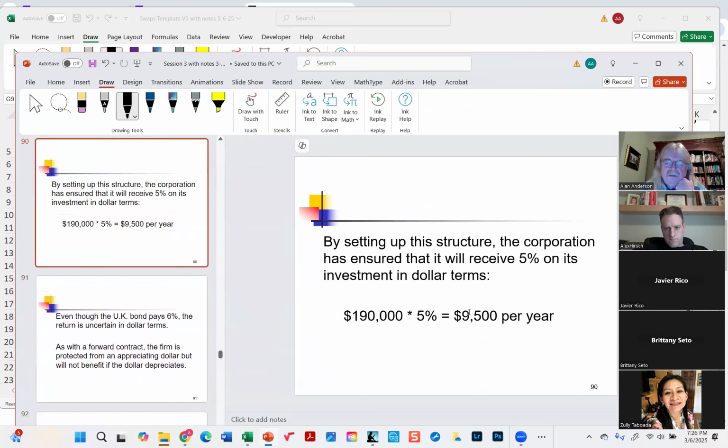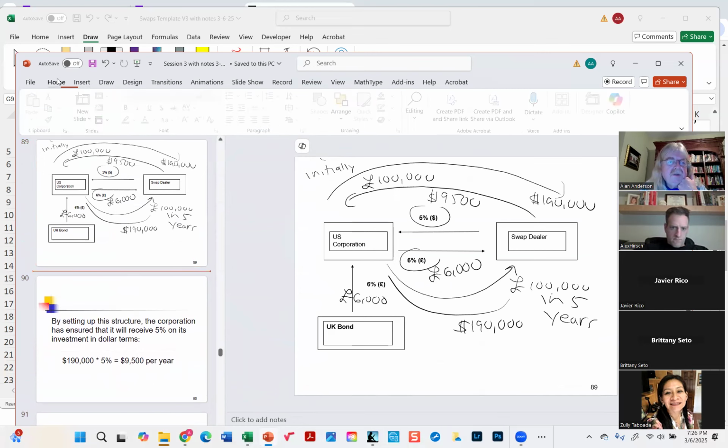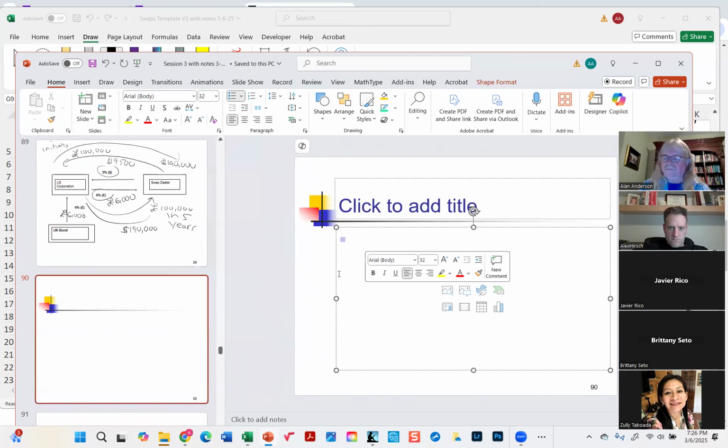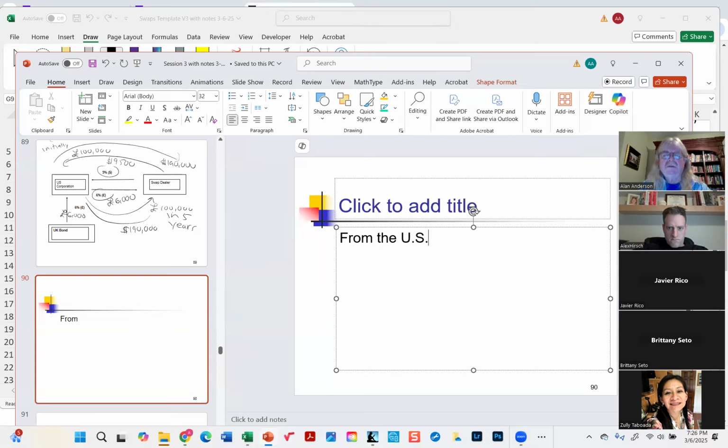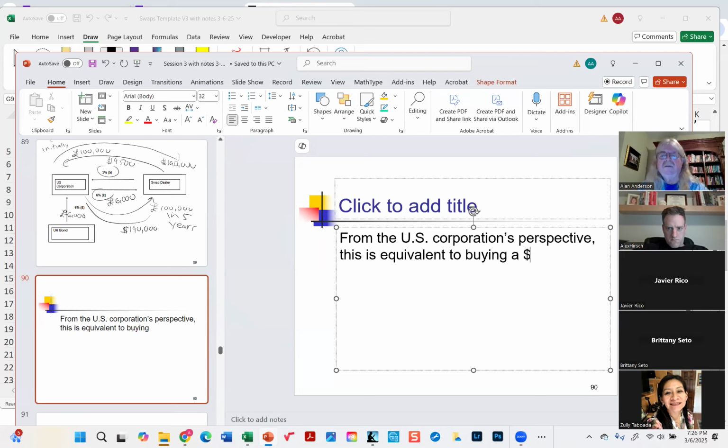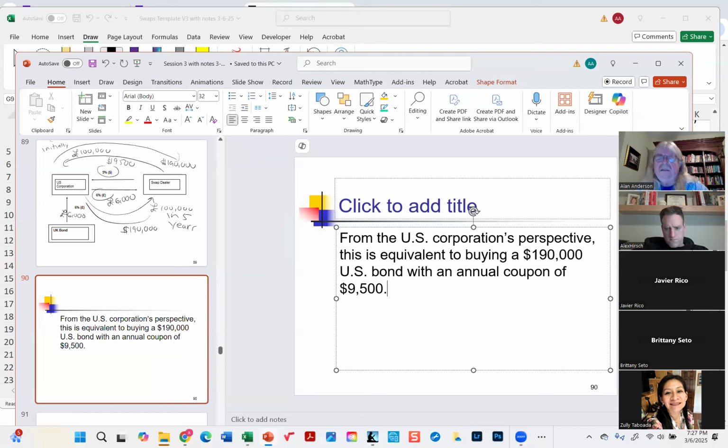So it's equivalent, from the US corporation's perspective, to buying a 190,000 US bond with an annual coupon of 9,500. Okay. So notice the cash flows end up being the same as if that's all we were doing. In reality, we're buying a British pound bond and swapping out the cash flows for dollars. But the net effect is it's the same thing as if we went out in the market and bought a $190,000 bond and received in exchange for that a $9,500 coupon.